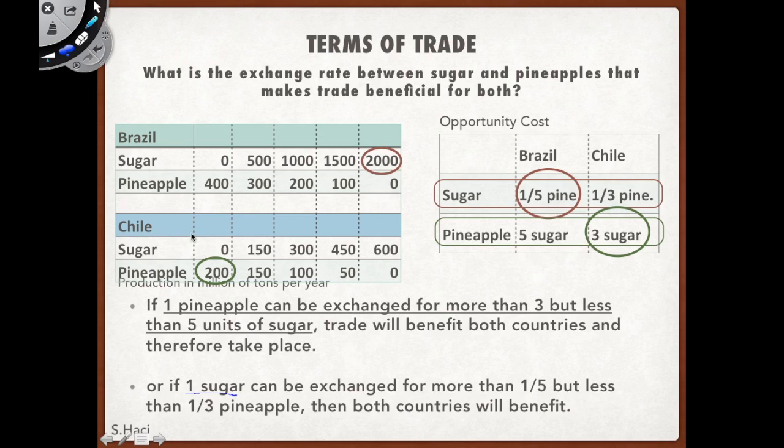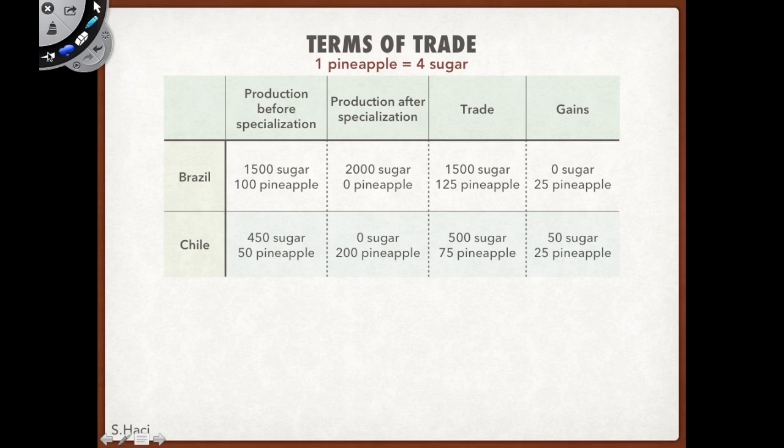So let's see if we use terms of trade that fit this requirement. So we picked the terms of trade at 1 pineapple for 4 sugar. And so we compare the production before specialization. So we had 1,500 sugar from Brazil and 450 from Chile, 100 pineapples from Brazil, and 50 pineapples from Chile. After the specialization, Brazil produces 2,000 units of sugar, Chile 200 pineapple.